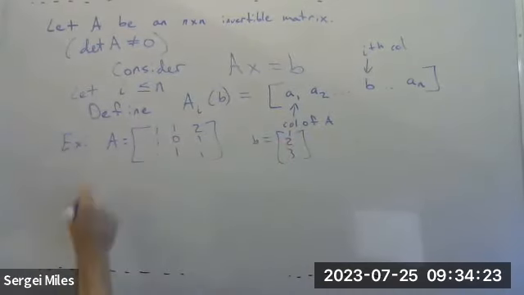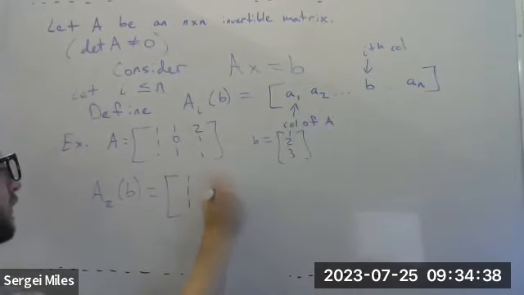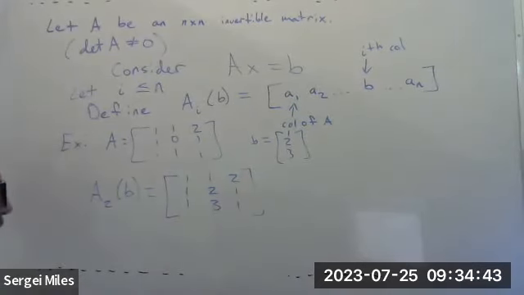All right. Then A sub 2, so A2 of B means I'm replacing the second column of A. What am I replacing the second column with? I'm going to put B there. All right, so this is the matrix A2 of B.